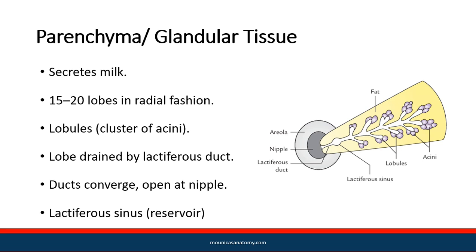The parenchyma secretes milk and has 15 to 20 lobes arranged in a radial fashion. Each lobe is made up of lobules. Each lobe is drained by a lactiferous duct. The ducts converge and open at the nipple. The lactiferous sinus is the enlarged part of the duct at its termination.